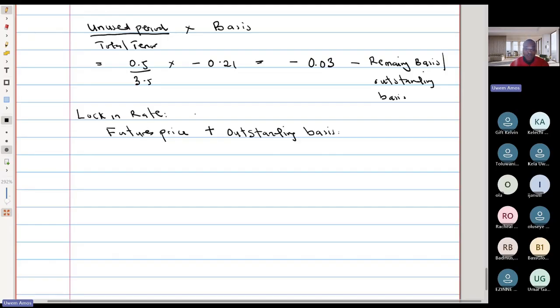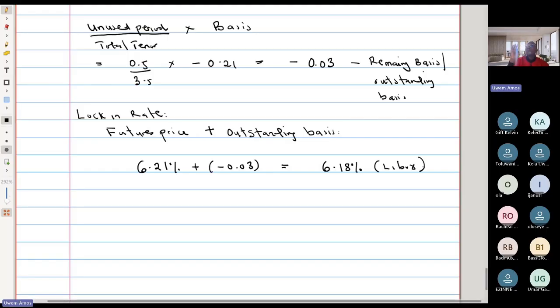So if we had held on to it, we would have borrowed at 6.21%. But right now, we need to adjust by 0.03. So plus minus becomes minus. So that is 6.21 minus 0.03. It gives us 6.18% as the lock-in rate.